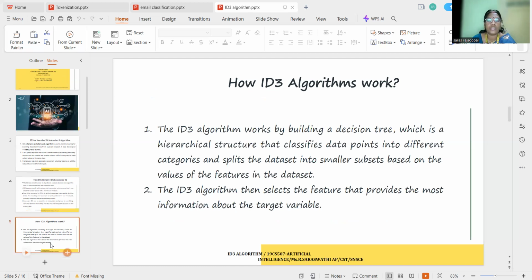How does the ID3 algorithm work? The algorithm works by building a decision tree, which is a hierarchical structure that classifies data points into different categories and splits the dataset into smaller subsets, based on the values of the features in the dataset. This algorithm then selects the feature that provides the most information about the target variable.